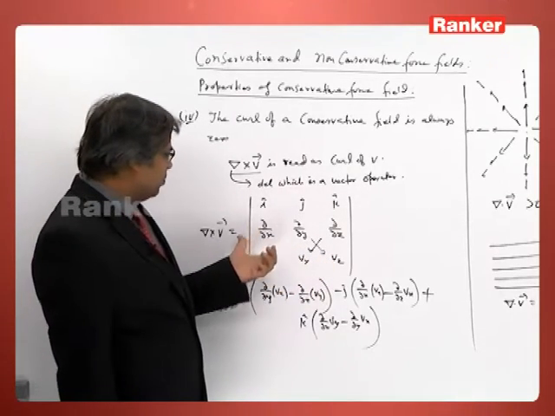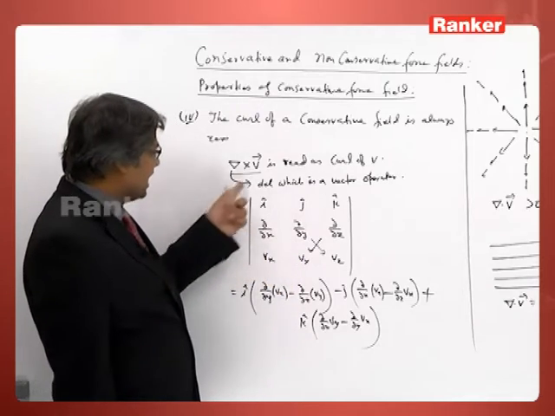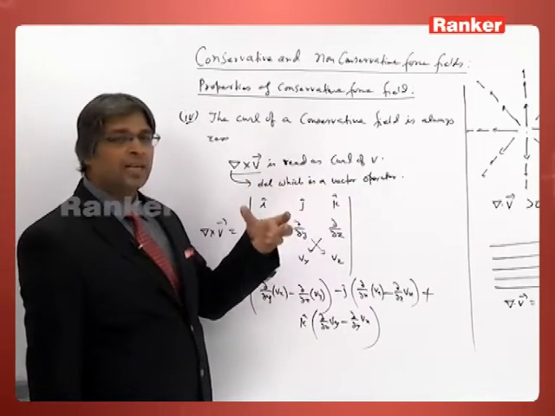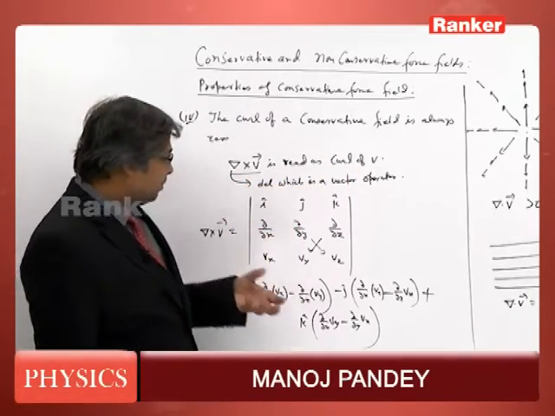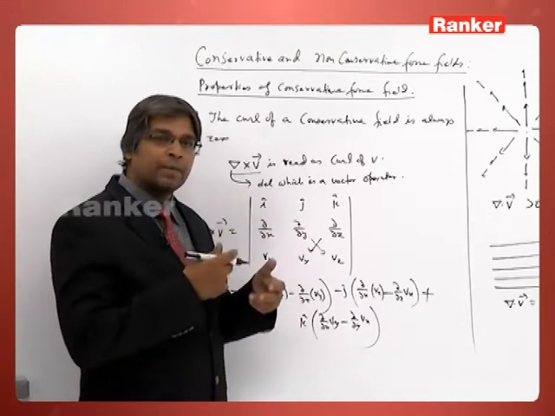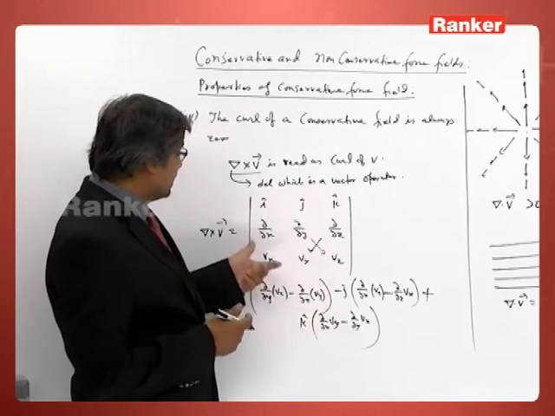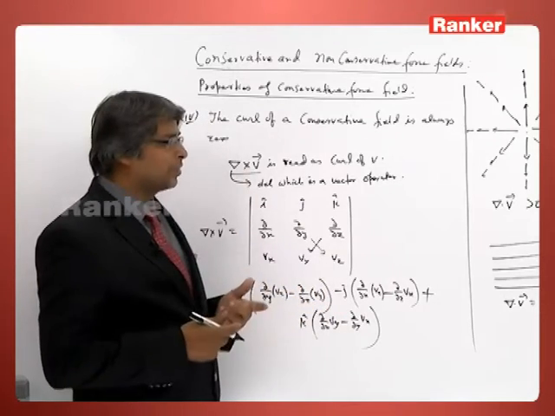Now again, what does del cross V measure? It is read as curl of V. It measures how much rotational character a vector field has. That is measured with the help of del cross V.